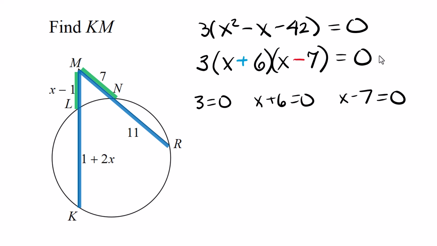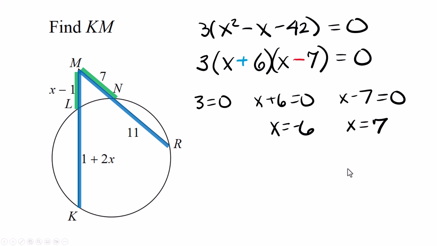So it's either 3 equals 0. I know I'm going to cross that off in a second. Don't freak. X plus 6 equals 0 or x minus 7 equals 0. Let's solve these two. Subtract 6 from both sides. I'm going to get x equals -6. Add 7 to both sides. I get x equals +7.